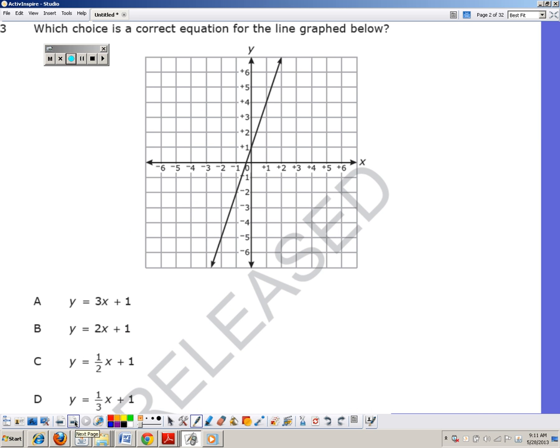Number 3, which choice is the correct equation for the line graphed below? As you can see, all 4 answer choices are in y equals mx plus b form. So we need to find the slope and the y-intercept. We're going to start with the y-intercept. The line crosses y at positive 1. So that means that our b is equal to 1.